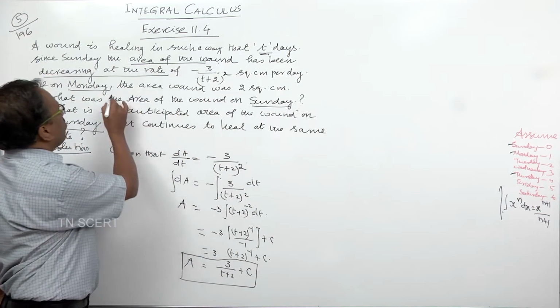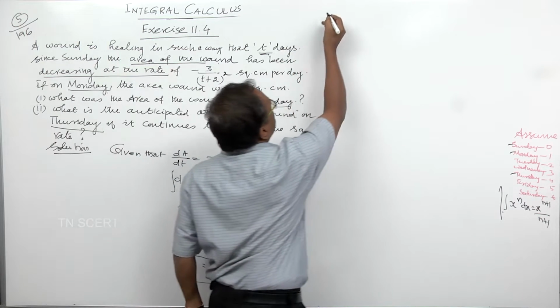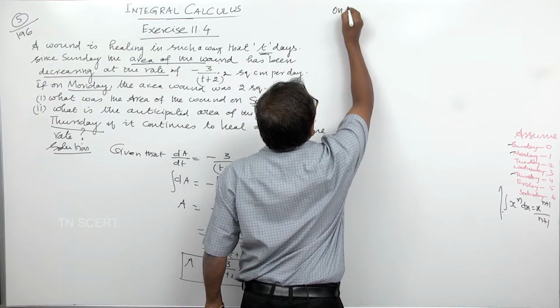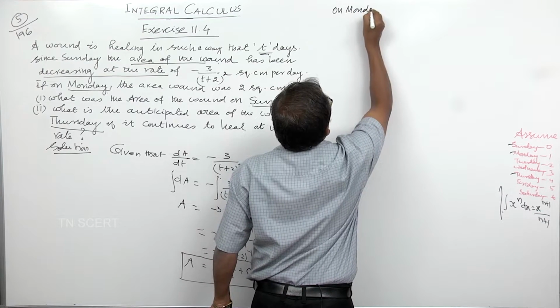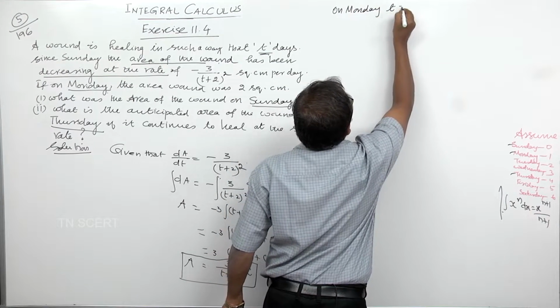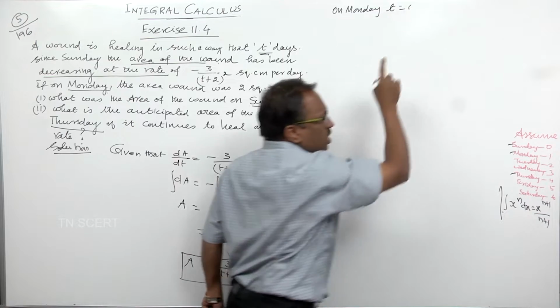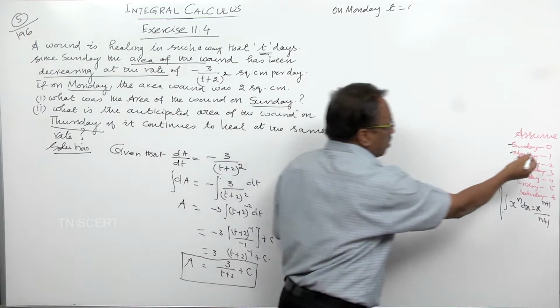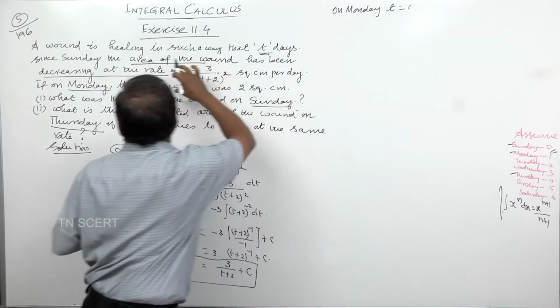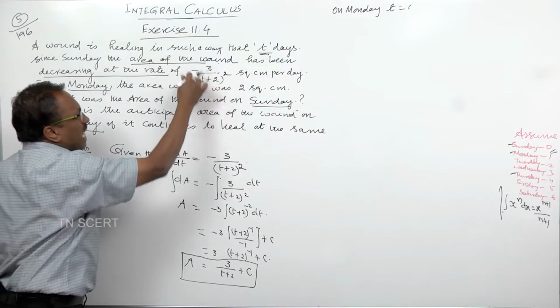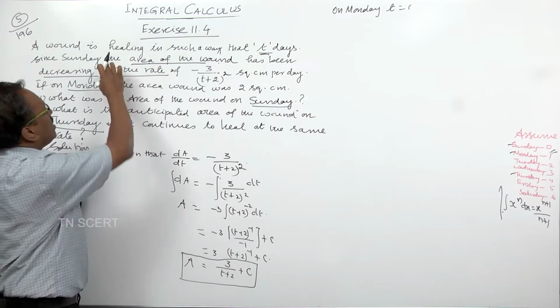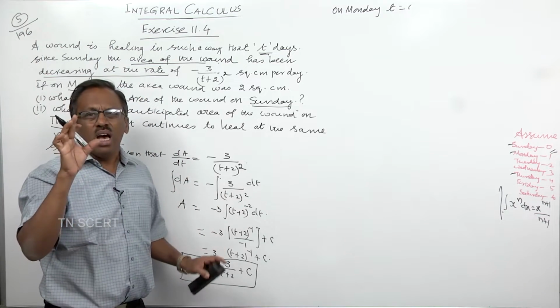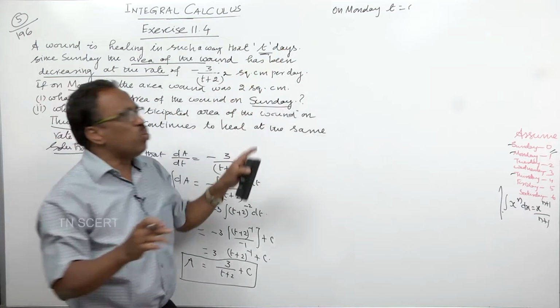So here, if on Monday, the time factor is going to be what? Sunday we have kept as 0. That is the day the person was affected and the wound was calculated. That is the reason why we kept Sunday as 0 and Monday as 1.